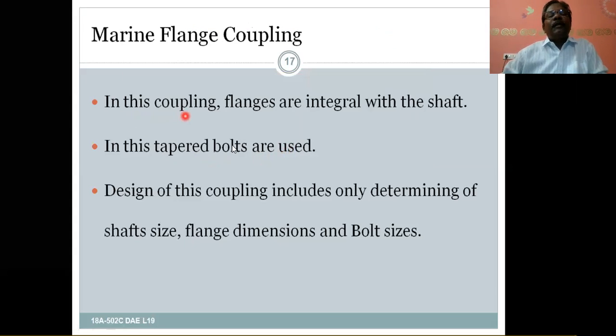In this marine flange coupling, number one, flanges are integral with the shaft, and number two, tapered bolts are used. And in this case, design of this coupling includes only determination of shaft sizes, flange dimensions, and bolt sizes, that is tapered bolt sizes. Only these three are there in this, right?